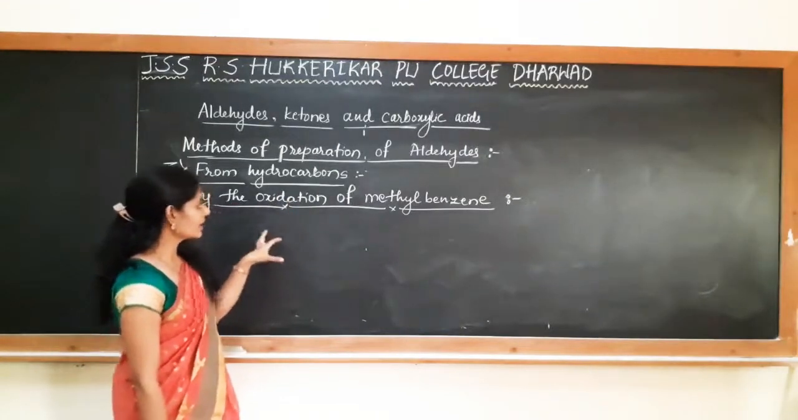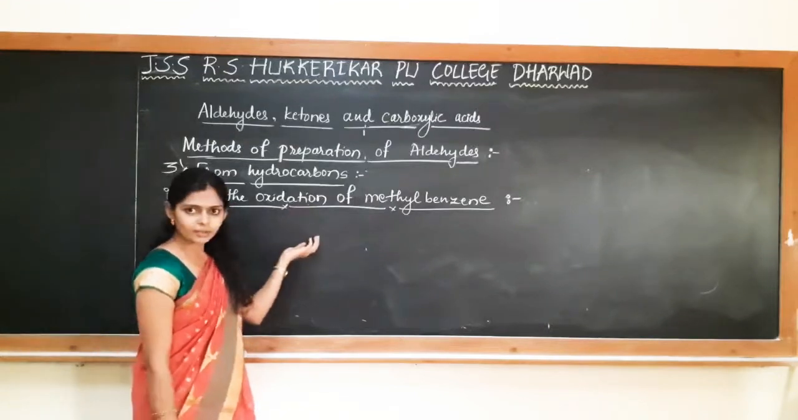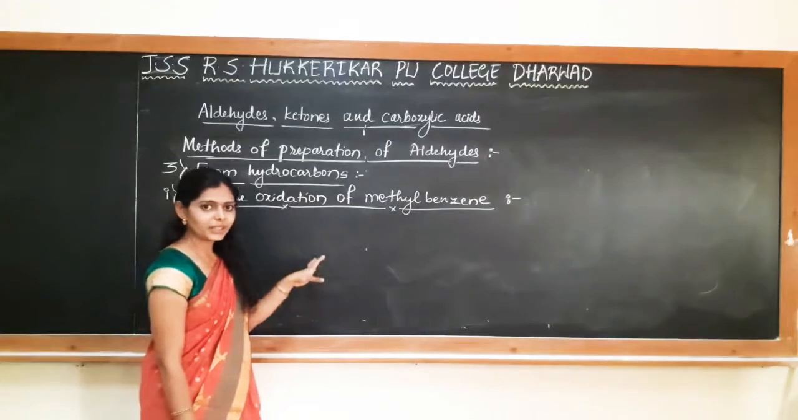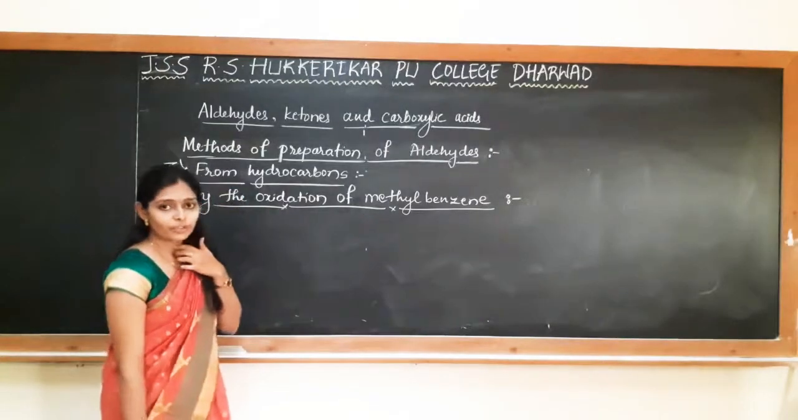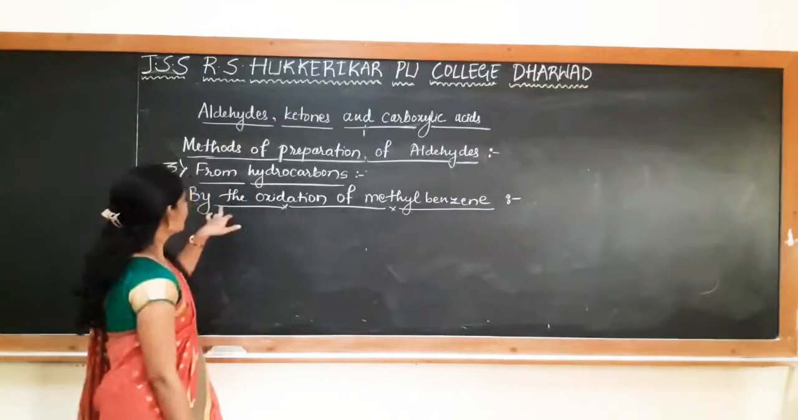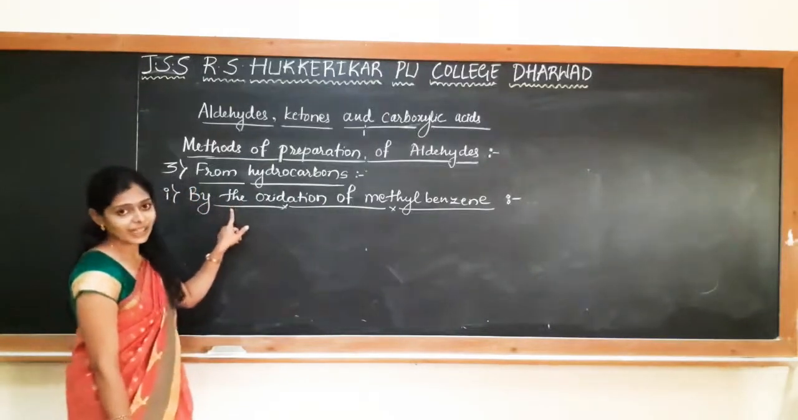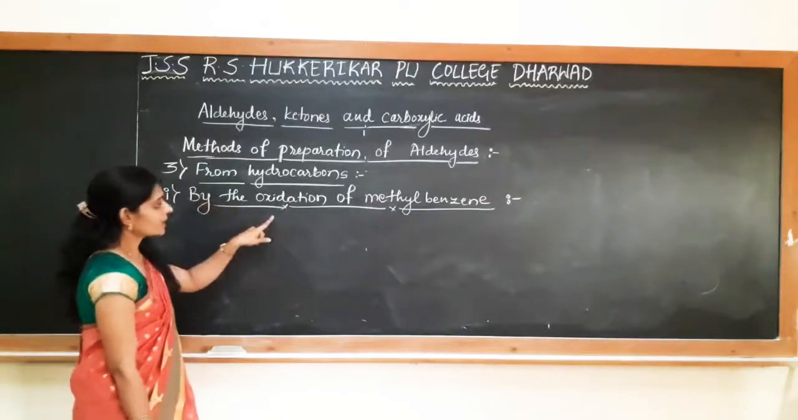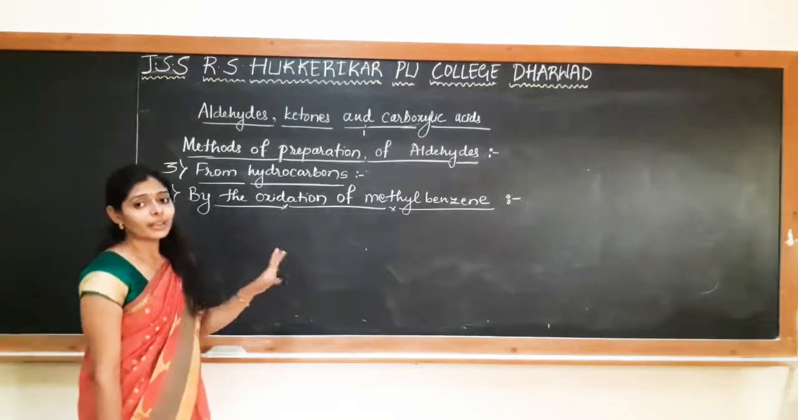Okay, so aromatic aldehydes are prepared from the aromatic compounds. As you know, benzene should be there. The derivatives of benzene will be there, which results in the formation of benzaldehyde. Here we are taking the first example, that is by the oxidation of methyl benzene. Okay, so methyl benzene on oxidation results in the formation of benzaldehyde.